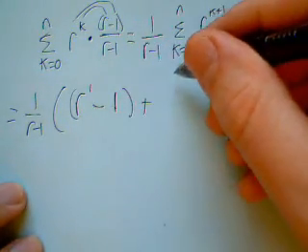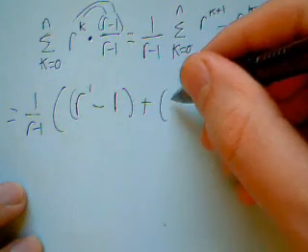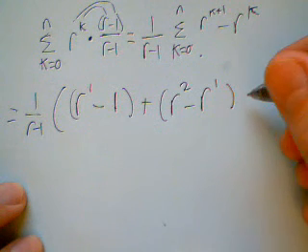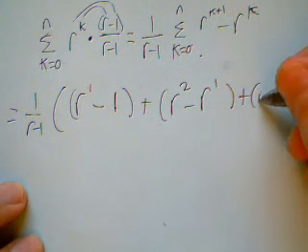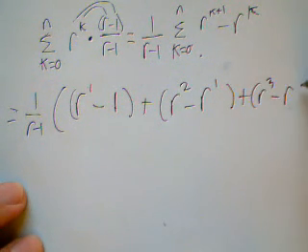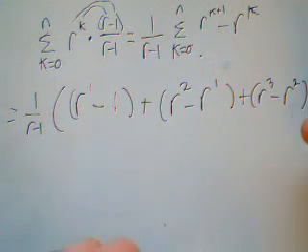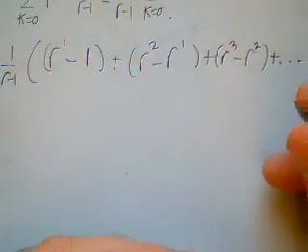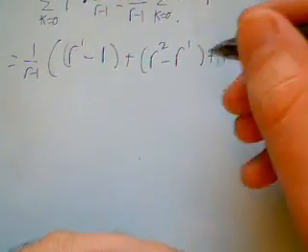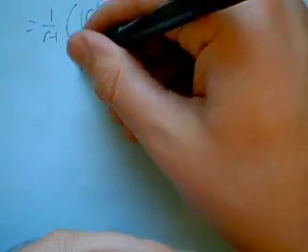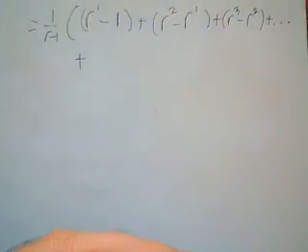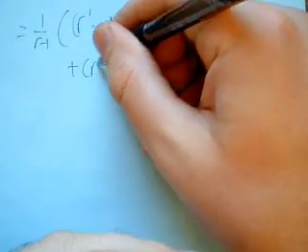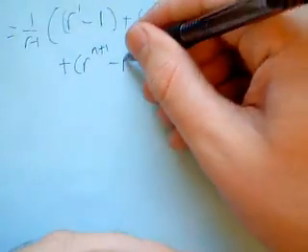Add to that, when k is 1, I'll get r squared minus r to the first. When k is 2, I'll get r cubed minus r squared. And then we're going to add up a whole bunch in between, so plus dot dot dot. And then the last term will be when k is n, which is r to the n plus 1 minus r to the n.